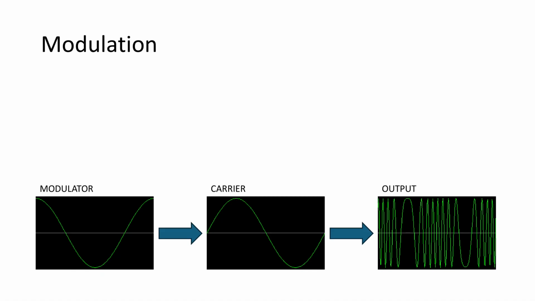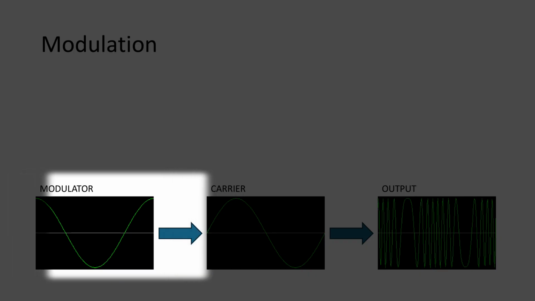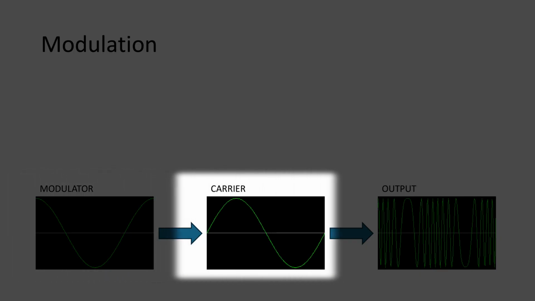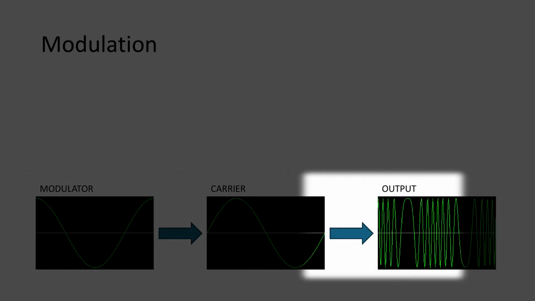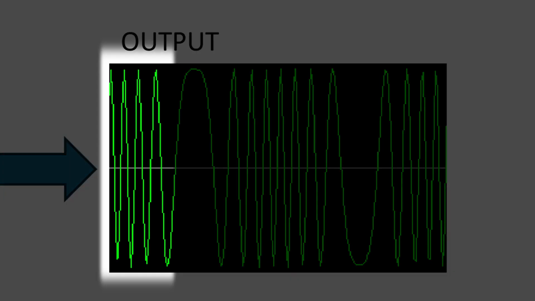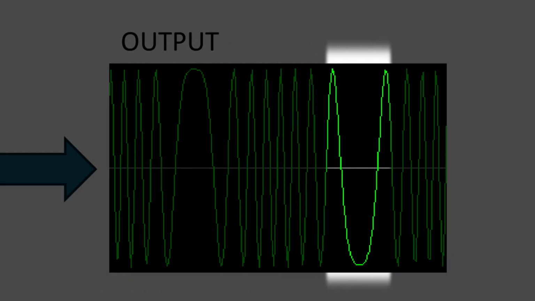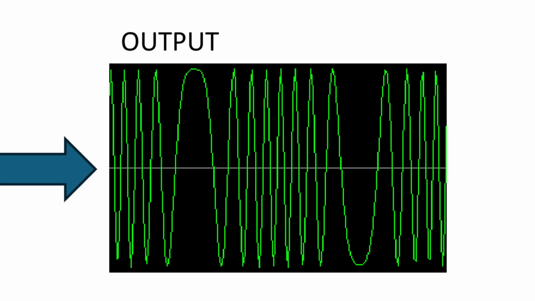So this is, I don't know how well you can see that back there, but this is a modulator here. The modulator is feeding into a carrier wave, and the resulting output is this crazy looking thing with all these little tight waves and then these big bands here, tight, big band. That's what you're going to hear.